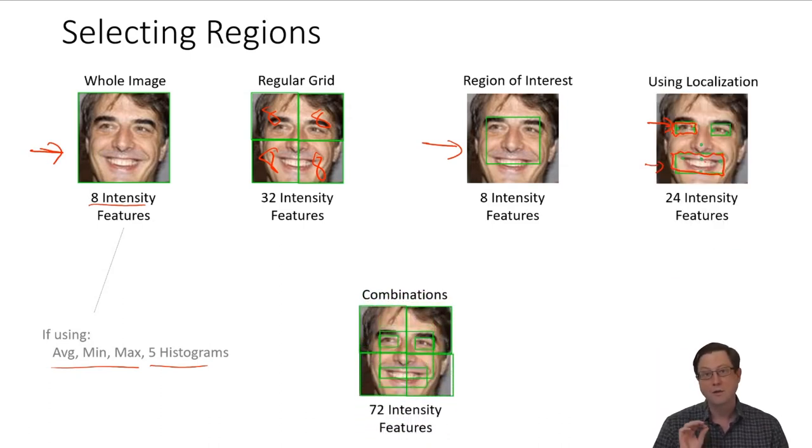Then you can go crazy. Why not do them all? It's only 72 features. That's not so bad. 72 features to try to predict something about this face. That might be totally reasonable and right.